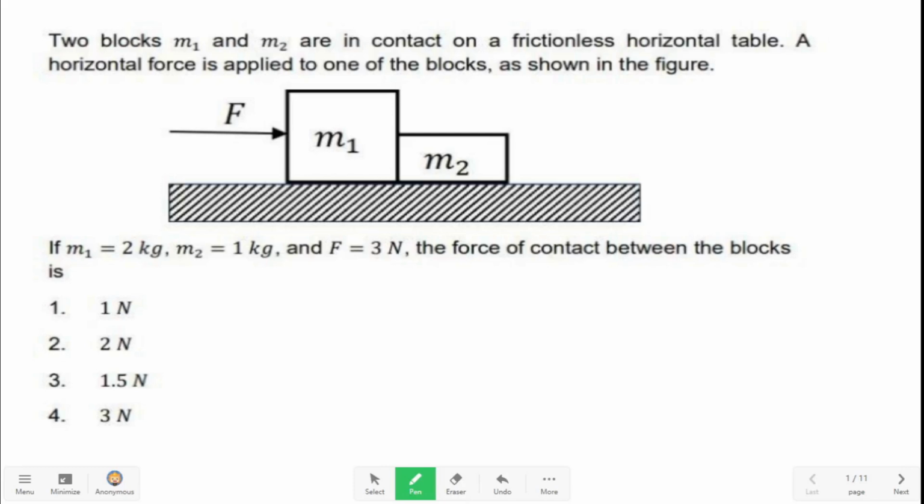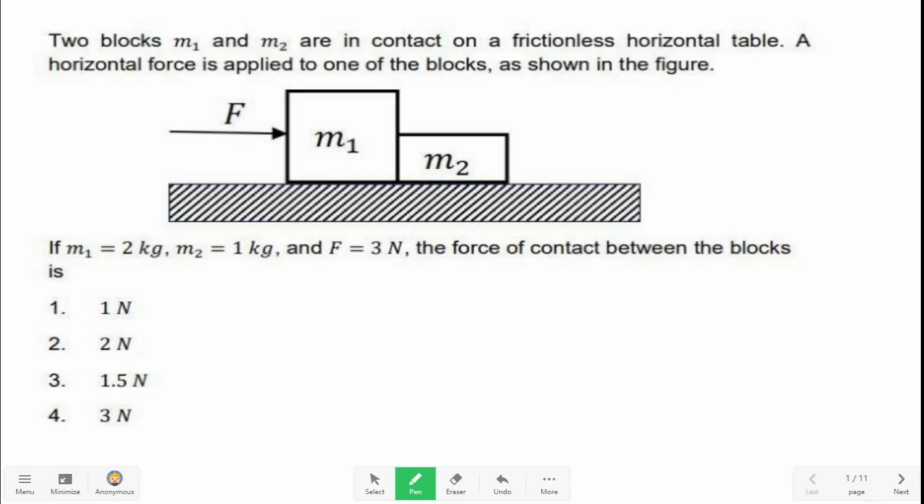In this problem, we have to determine the force of contact between two blocks M1 and M2. So what do we mean by contact force? Contact force is the force exerted by M2 on M1, or you can say it is the force exerted by M1 on M2. Let's analyze the problem step by step.